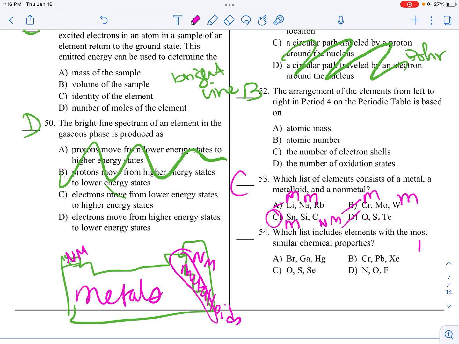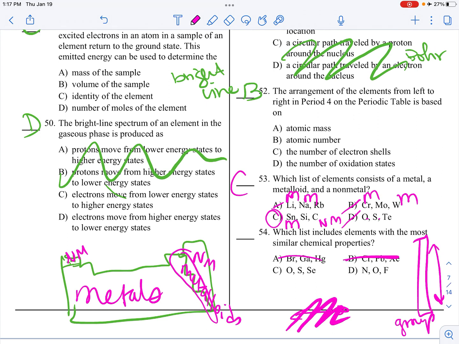Most similar chemical properties are in the same vertical column. Those are called groups. So I want elements that are in the same vertical group, not horizontal. That's wrong. We want up and down. So bromine, gallium, mercury, no, they're not even all in the same row. Chromium, number 24, lead, number 82, and yeah, this is garbage. Nope. Oxygen, sulfur, and selenium all go down the same group. That's right. N, O, F go across. That's why that's not it.